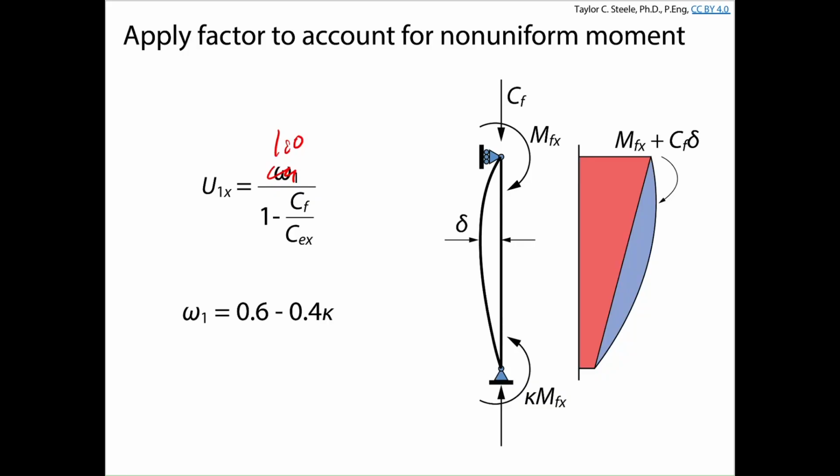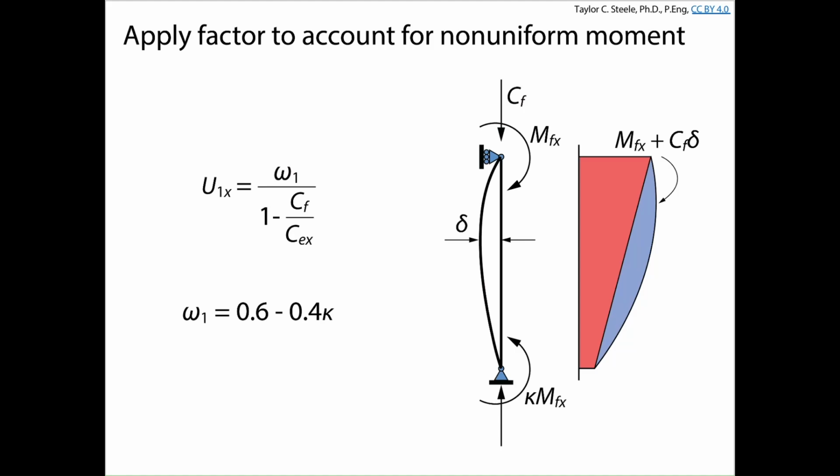The way that we try to account for non-uniform bending moment diagrams is by modifying the U1x term by an omega-1 term. Very, very similar to the omega-2 that accounted for moment gradient for lateral torsional buckling, except now we're looking at a moment gradient factor that accounts for the P delta effects and the stability of our beam columns.